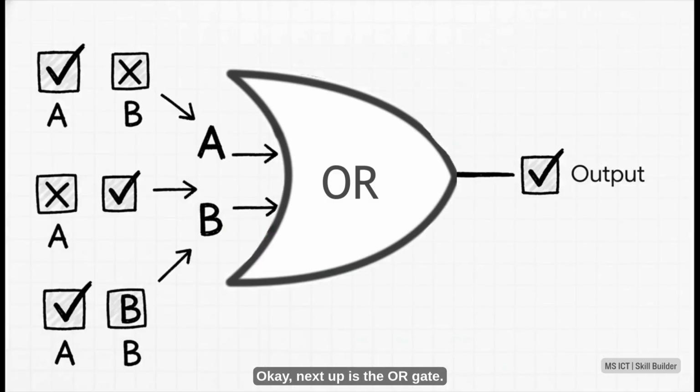Okay, next up is the OR gate. This one's a little different. It takes 2 inputs, and its rule is way more inclusive.